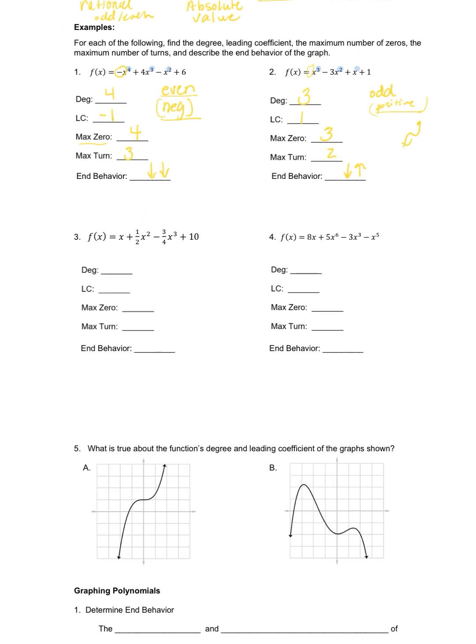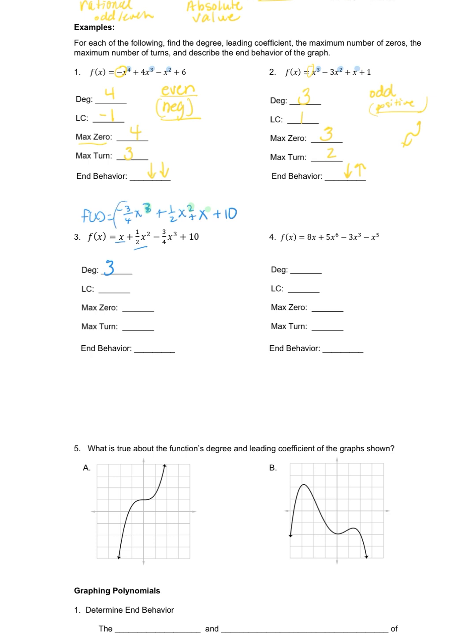Number 3: what I want to do is write it in descending order, because if you notice, this is not. You don't have to, but sometimes it helps us to see it better. So I have a -3/4 x to the 3rd. Next is this 1/2 x squared. Again, I'm looking at my variables and their exponents and going in descending order. Next is x to the 1st, and the last one's a positive 10. Now when I look at those, I can see these are my exponents, and my highest degree is 3. So we have a 3.